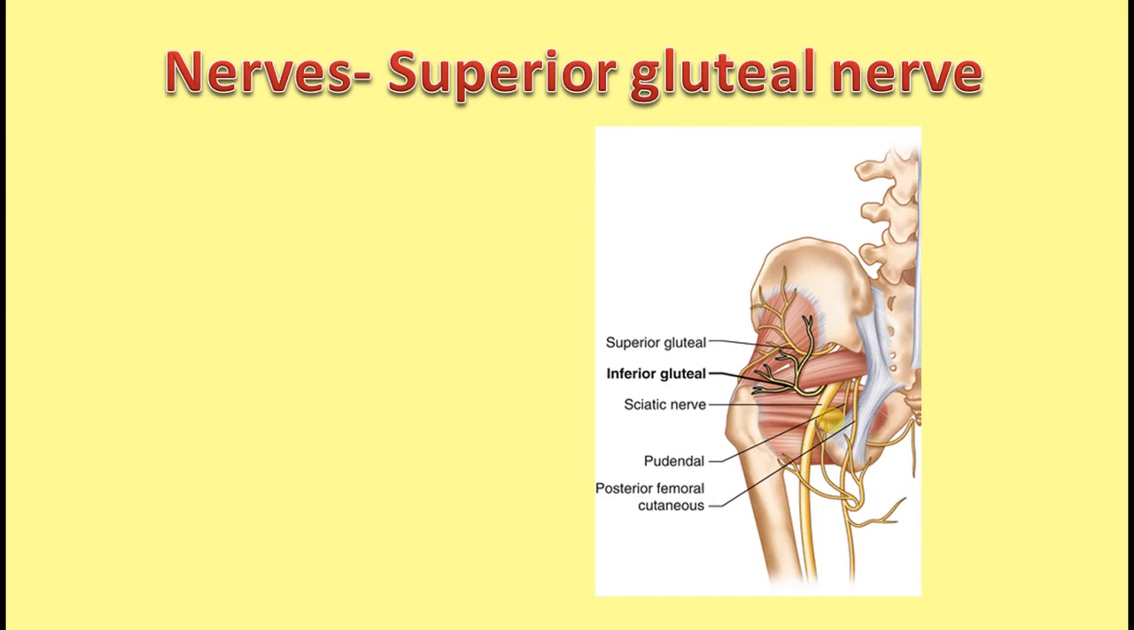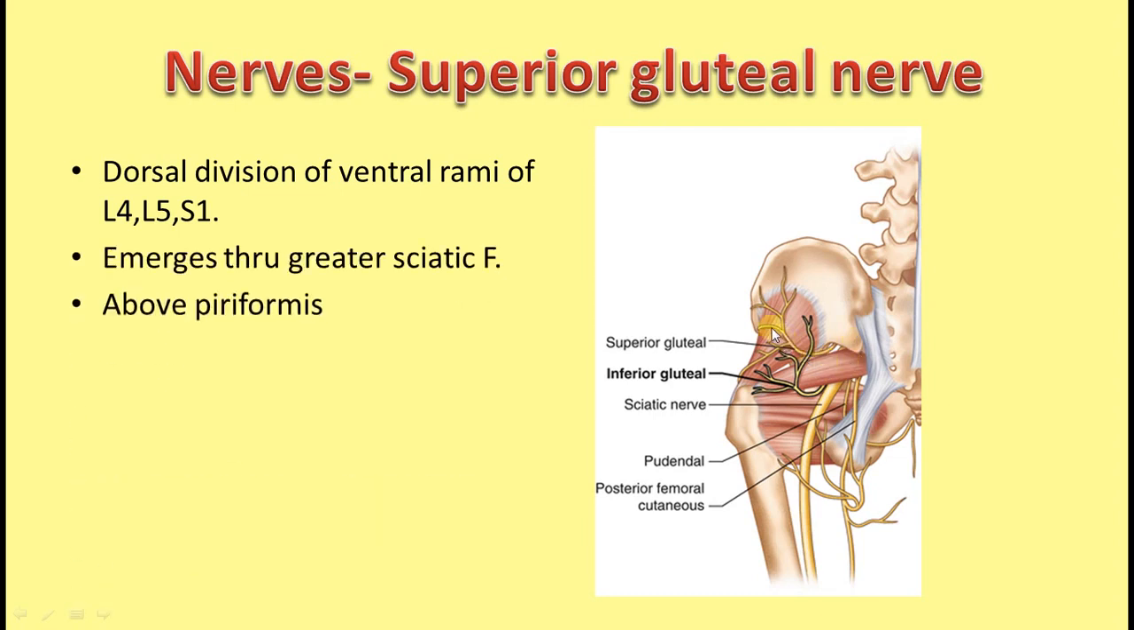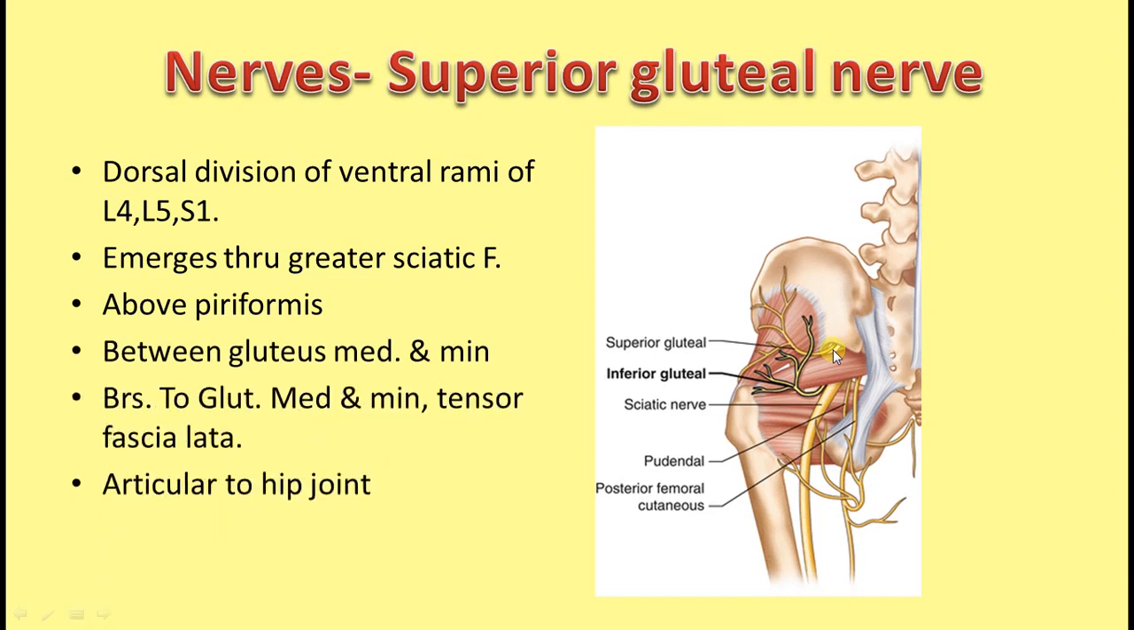So now we are coming to the nerves of the gluteal region. Superior gluteal nerve, dorsal division, ventral rami, L4, L5 and S1. Emerges between the gluteus medius and minimus and mainly supplies the gluteus medius and minimus muscles, and the tensor fascia lata. Superior gluteal emerges above the piriformis through the greater sciatic foramen and branches to these three muscles I told you, and also gives an articular branch to the hip joint.